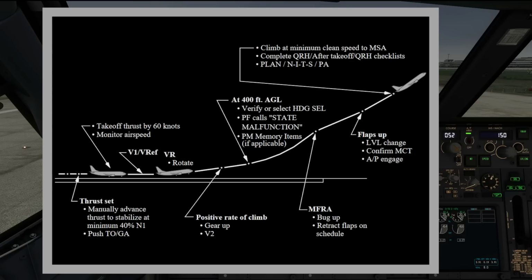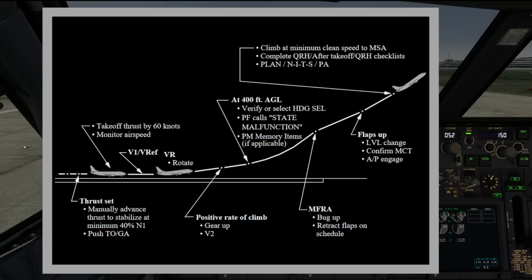Basically, when the engine failure occurs at V1, we rotate to 12.5 degrees of pitch, and we're going to use a rotation rate of about 1.5 to 2 degrees per second for this. With a positive rate of climb, we're going to retract the landing gear, and at 400 feet, verify or select heading select, and then the pilot flying is going to call "state malfunction." The pilot monitoring is going to execute the memory items as applicable.